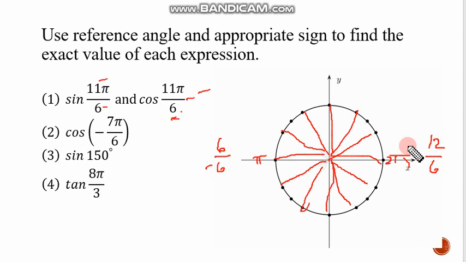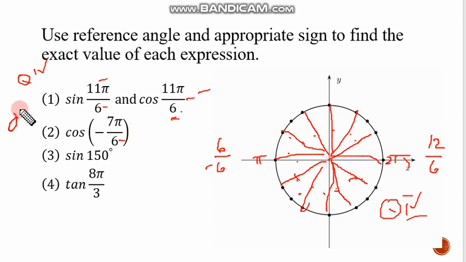So now, this is positive, so we will start counting from the positive x-axis and then counterclockwise. So 1, 2, 3, 4, 5, 6, 7, 8, 9, 10, 11. So this is quadrant 4. Okay, so quadrant 4, and then number 2 is negative 7 pi over 6. So I will not erase this one because the denominator is 6. Since this is negative, we will count our rotation from the positive x-axis and then clockwise. So 1, 2, 3, 4, 5, 6, 7.